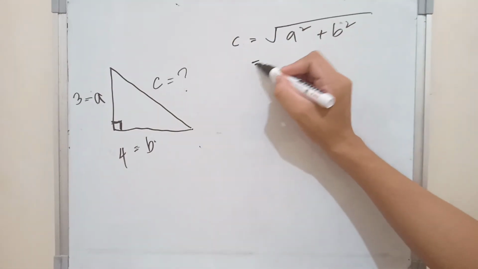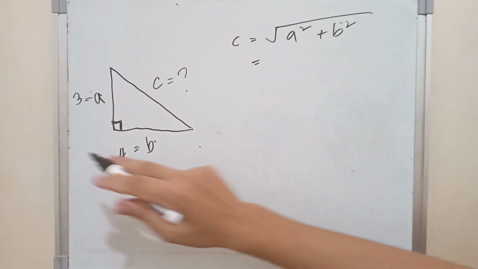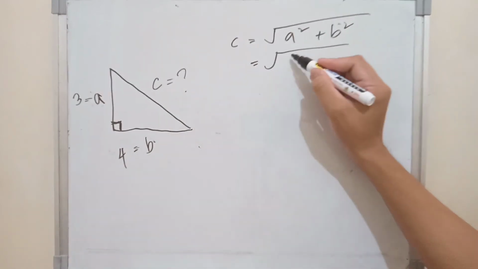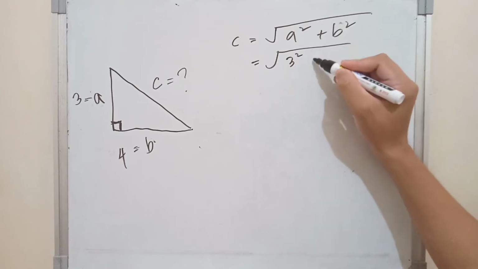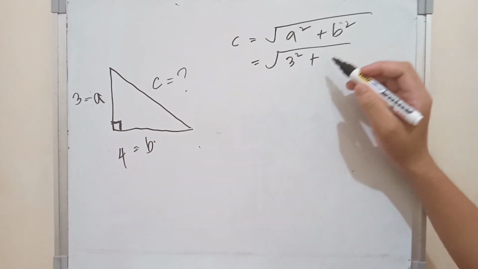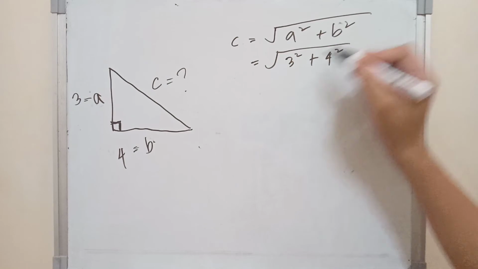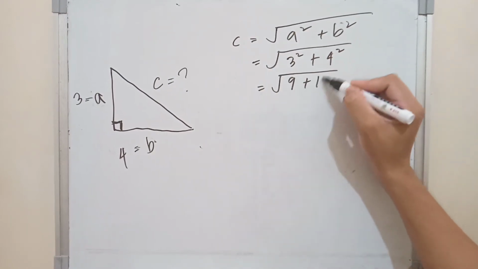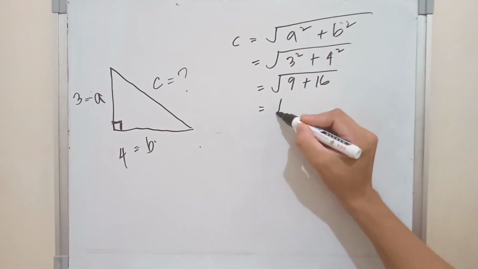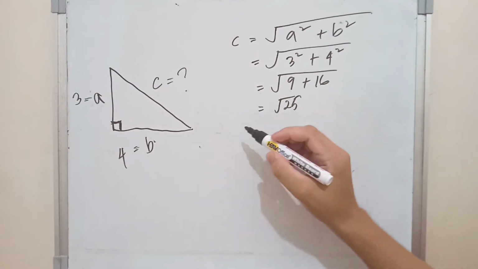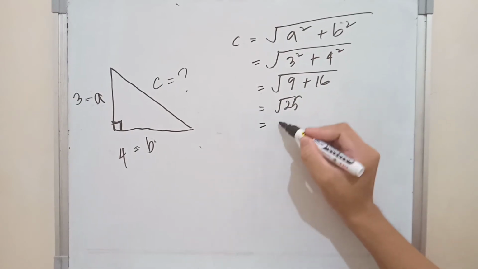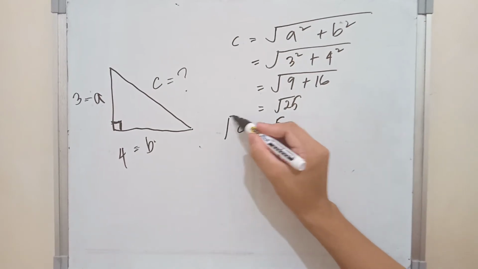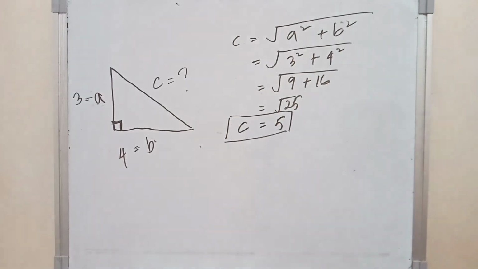Since yung A at B ay may value siya, i-substitute natin siya. A, anong value ng A? 3 squared plus anong value ng B? 4 squared equals the square root of 9 plus 16 equals the square root of 25. So, the square root of 25 is 5. So, C is equals to 5.